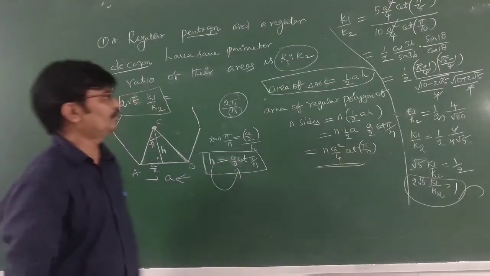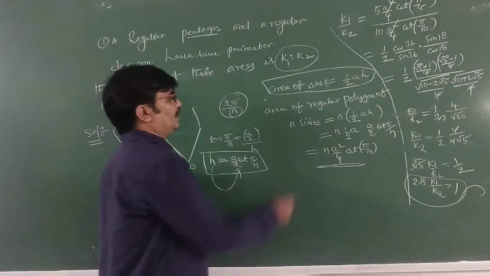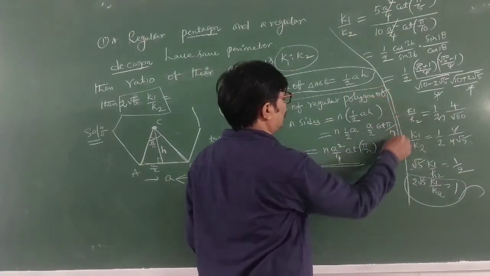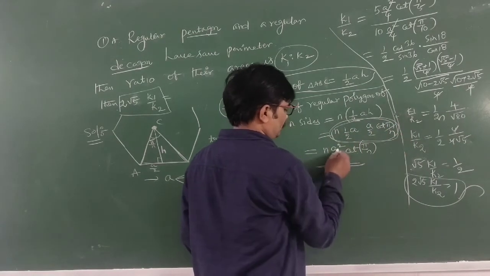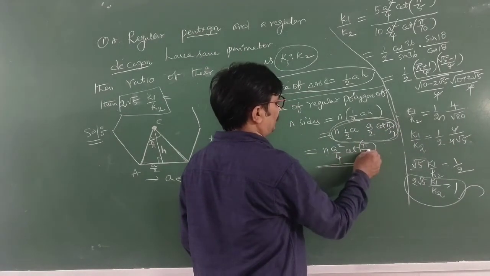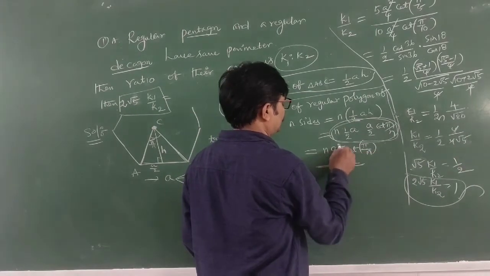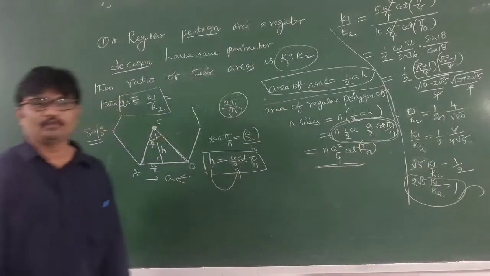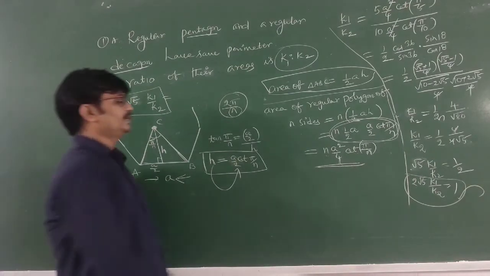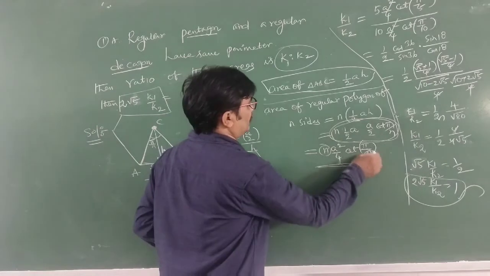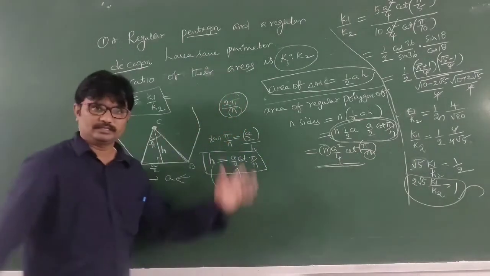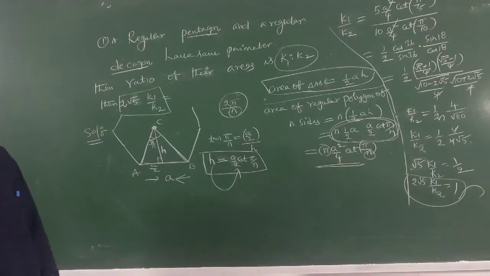So all of you please remember it. The area of the regular polygon of n sides is n into a square by 4 cot of pi by n, where n is 5 for the pentagon and n is 10 for the decagon. Okay students, write it down.